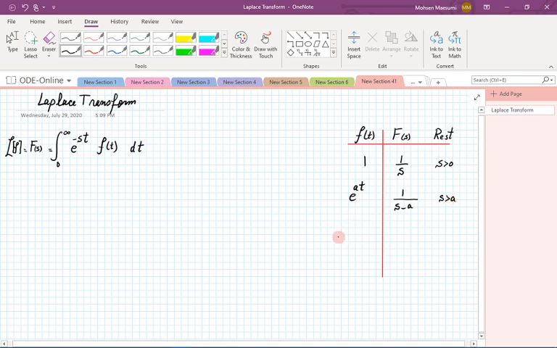Then the next easy one was cosine and sine hyperbolic. They call it sometimes cosh. So for this one, we had s over s squared minus b squared. s had to be larger than the absolute value of b. For sine hyperbolic bt, we had b over s squared minus b squared, and the same restriction.